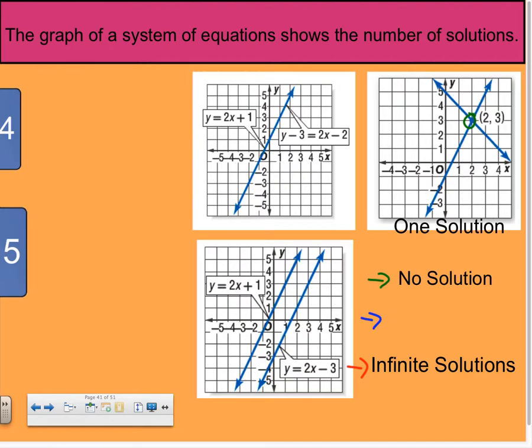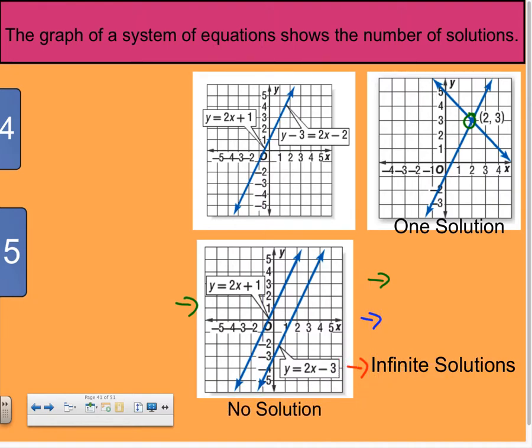remember that the solution to a system of equations is where the two lines cross. Now, if you notice down here in this graph, we have parallel lines. And one of the definitions of parallel lines is that they never cross. And if they never cross, then by definition of a system of equations, there can be no solution. So two parallel lines have what we call no solution.